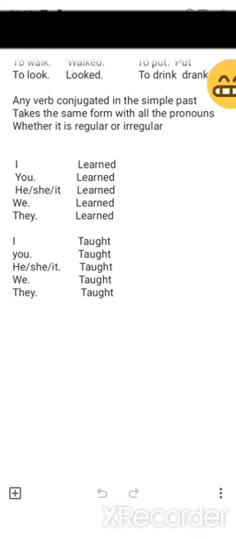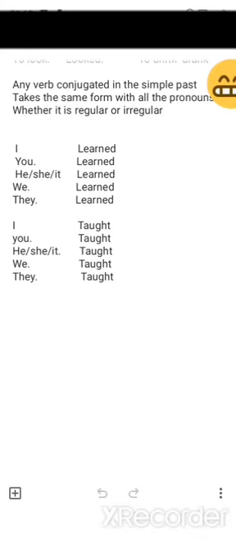Yes, we have to also bear in mind that any verb conjugated in the simple past takes the same form with all the pronouns, whether it is regular or irregular. For example, we say I learned, you learned, he, she, it learned, and we notice that the simple past does not change. No matter what the pronoun is, it is always the same simple past form. Learned, learned, learned.